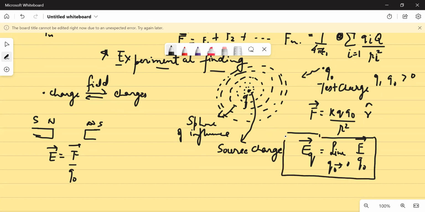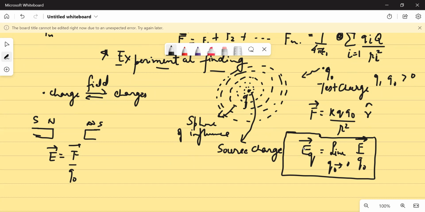In standard 12th also, you might have seen teachers writing a different definition. They would not say Q naught tending to 0 and all those things. Instead, they would say: what is the force exerted per unit test charge? What do they mean by per unit test charge? I have divided by Q naught, so it gets cancelled. So it implies KQ by R square; instead of Q naught, you just think of 1. So the force exerted per unit test charge is called the field.